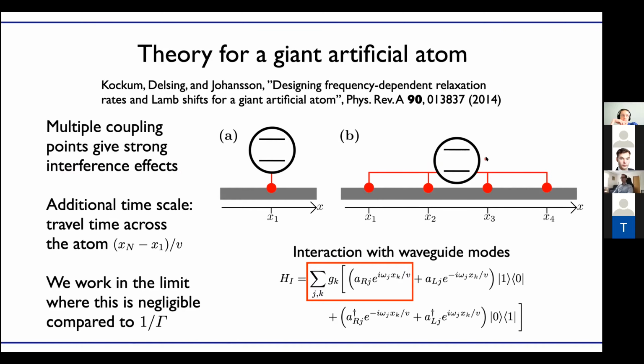Say, for example, if the atom is excited and it decays into the modes on the transmission line, it can emit from this point, or from this point, or this point. And depending on the distance here, if it's wavelength distances, we can have either constructive or destructive interference between these emissions. And that will effectively give a high or low relaxation rate of the atom.